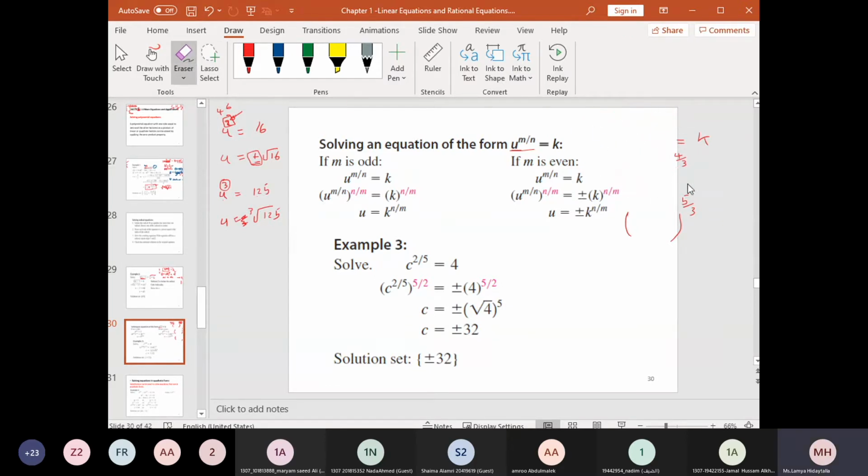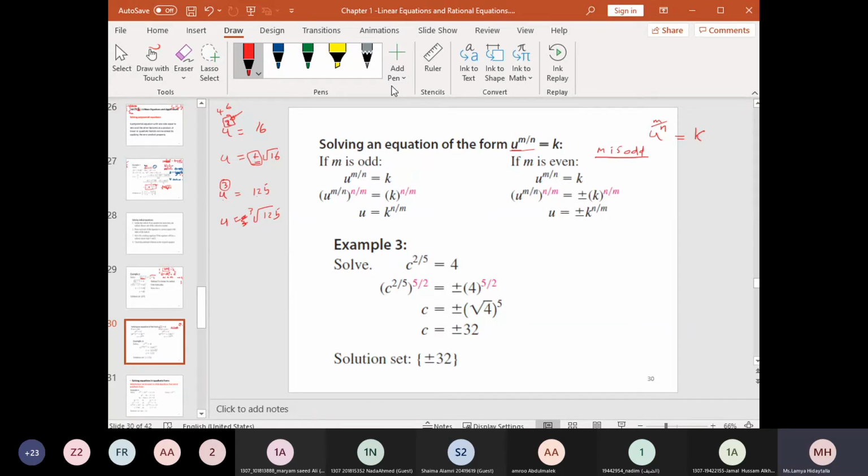Okay. So we said that it's very important to look at the power raised to m over n. M, is it odd or even? Okay. So if we have u to the power m over n equal to some number k, let's first talk about what if m is odd.